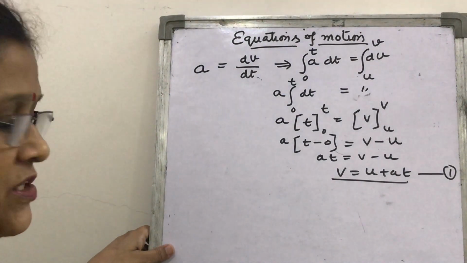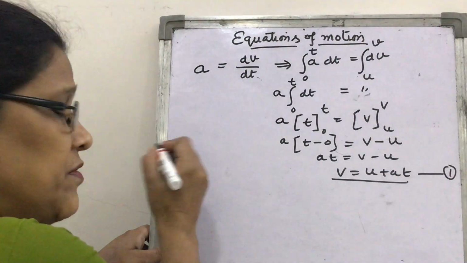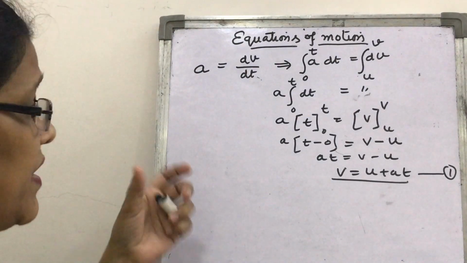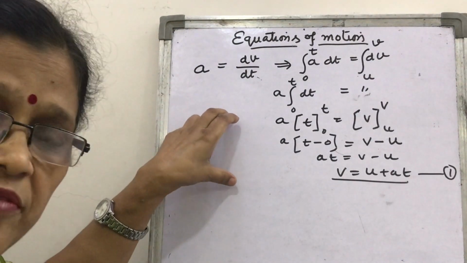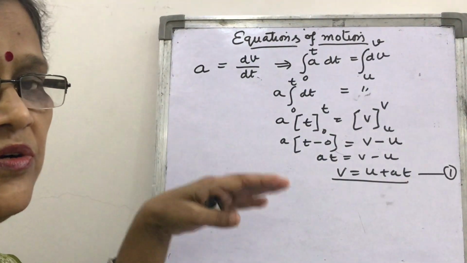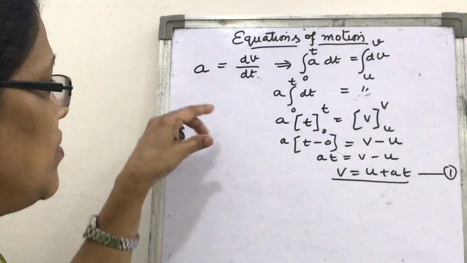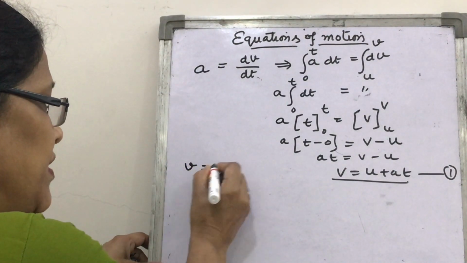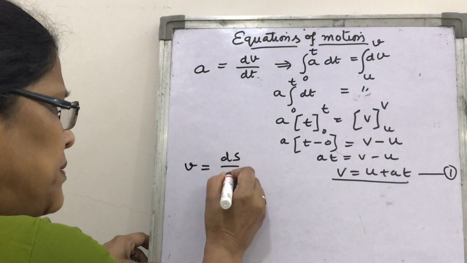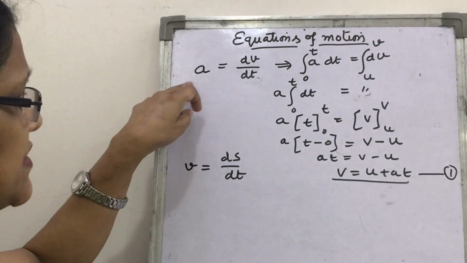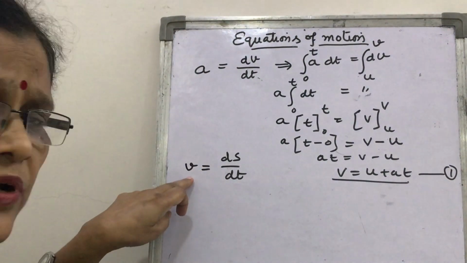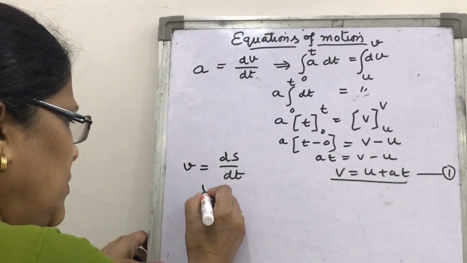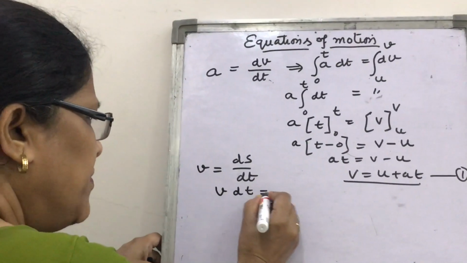What about the second equation? You know, the second equation is s equal to ut plus half at square, and graphically you will be knowing how to derive it from the area under the v-t graph. What will you do here? You know that velocity is given by the rate of change of displacement. As you have written acceleration as the rate of change of velocity, what can you write? Velocity is the rate of change of displacement. You can write here v dt equal to ds.